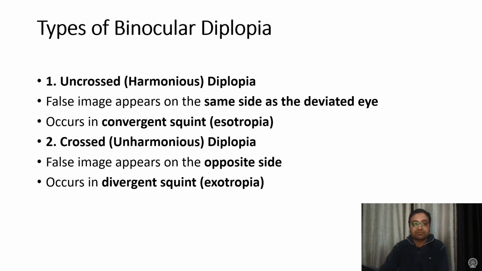Okay. Coming on to the types of binocular diplopia, there are two types, uncrossed diplopia and crossed diplopia. In uncrossed diplopia, the false image appears on the same side as the deviated eye. It occurs in cases of convergent squint. In cases of crossed diplopia, the image falls on the opposite side. It occurs in case of a divergent squint. I will show the diagrammatic representation at the last.